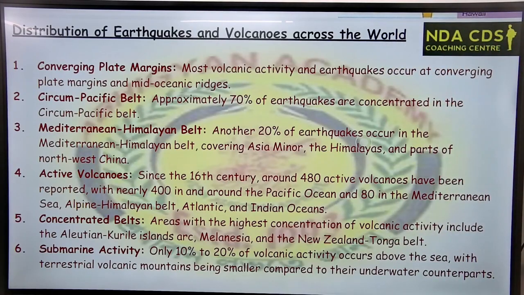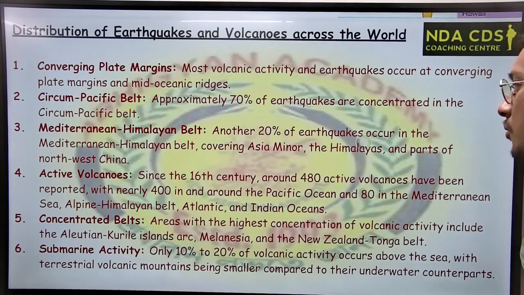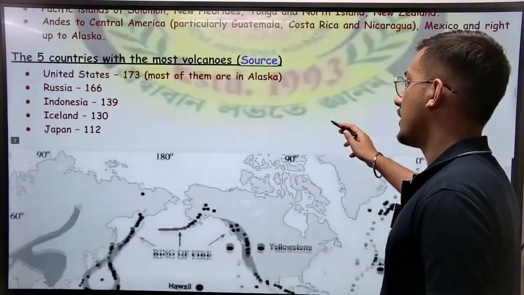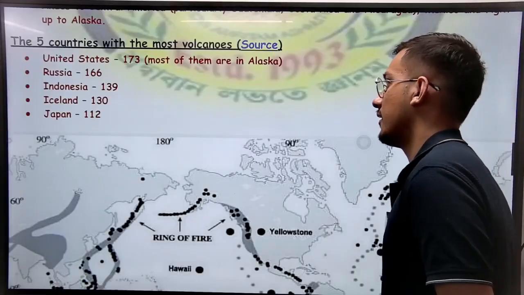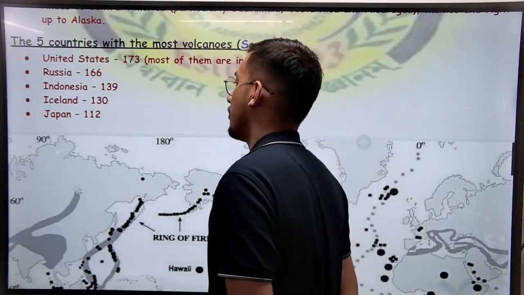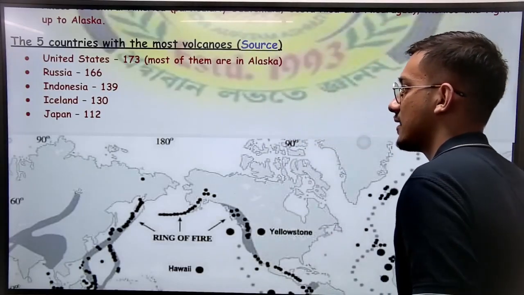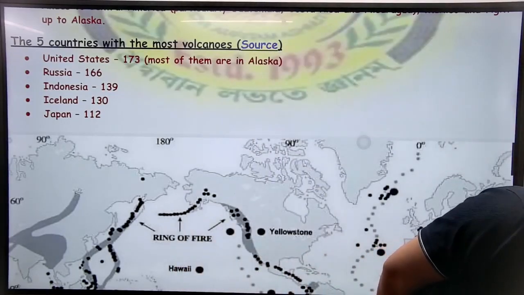Concentrated belts. Areas with the highest concentration of volcanic activity include the Aleutian Kuril Islands, Melanesia, and the New Zealand Tonga belt. So five countries with the highest number of volcanoes. We have US, that's 173, Russia 166, Indonesia 139, Iceland 130, and Japan is your 112.